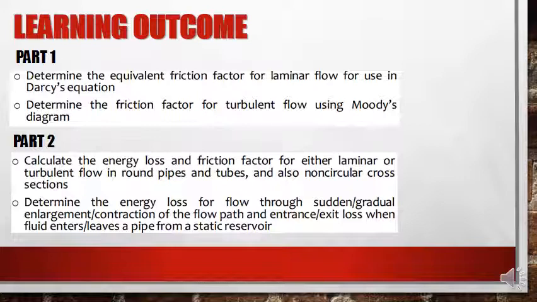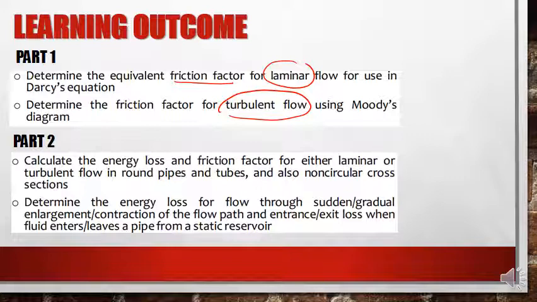Okay, so since chapter 6 is quite long, I have divided it into two main parts. If you look here, the first part is more theoretical, in which we will learn how to determine the friction factor, or equivalent friction factor, in two conditions, which are laminar and turbulent flow. If it's laminar, we use Darcy's equation, and if it's turbulent, there's a method, we call it using Moody's diagram.